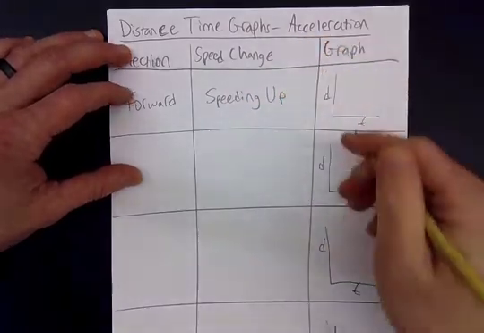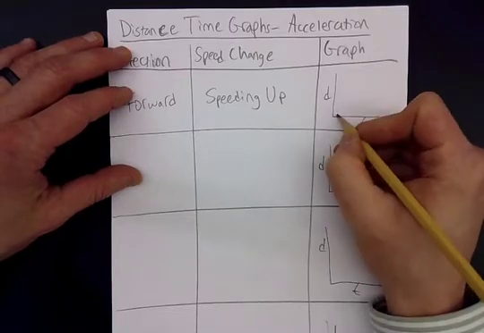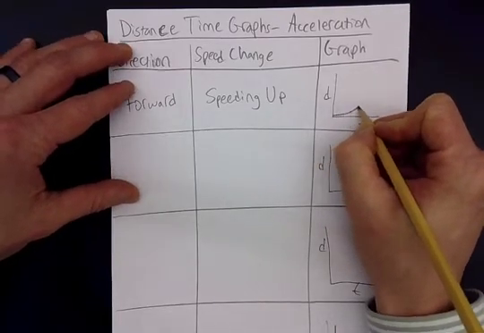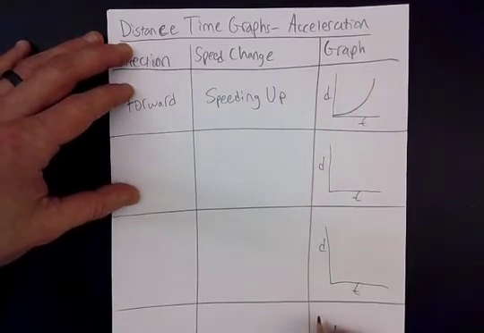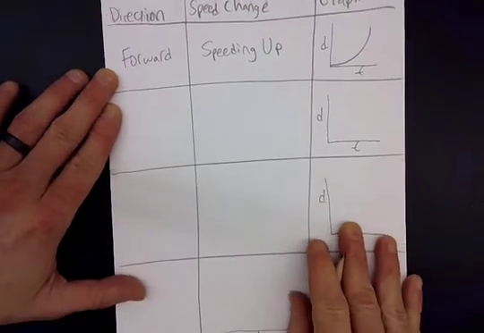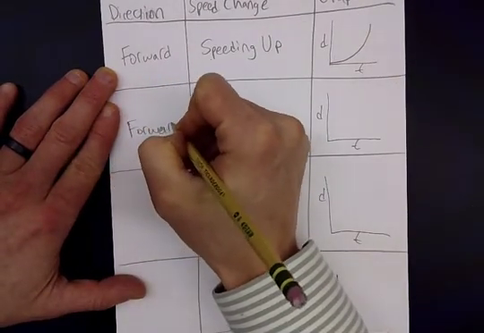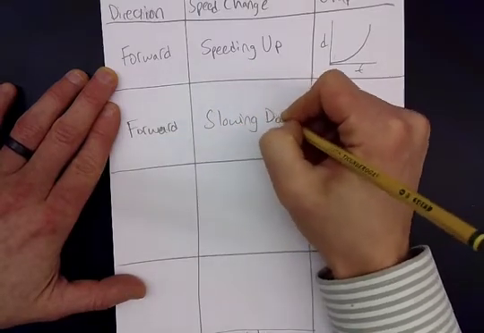Let's start with forwards, and we'll start with speeding up, a case we all should do pretty well with. Forward means that the distance is increasing like that. Because you're speeding up, it's getting steeper as it goes. So it starts off kind of flat, and speeding up means it curves upwards and gets steeper just like that. Now, let's contrast that against going forward but not speeding up.